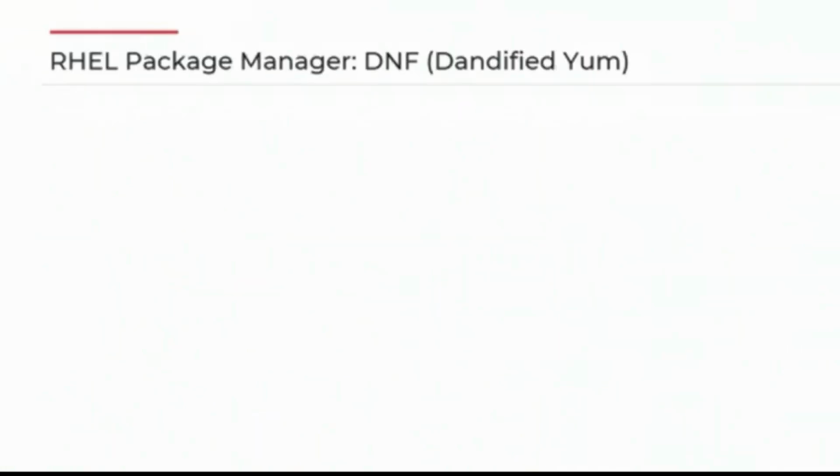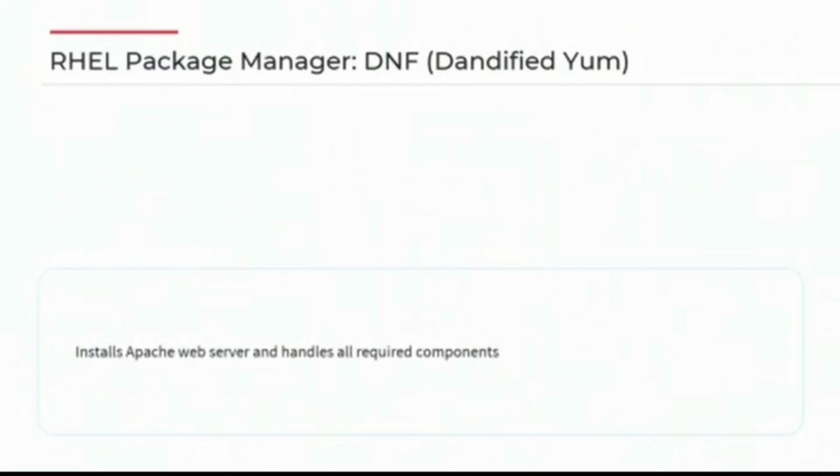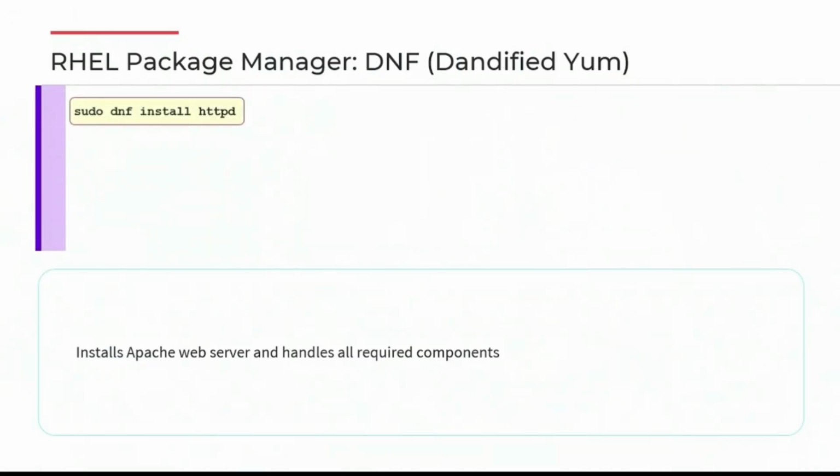In RHEL, we use a package manager called DNF, Dandified Yum. This tool enables you to install, remove, and update software safely with just a few simple commands. Here is a simple example. sudo dnf install httpd. This single command installs the Apache web server and handles the necessary software components that the main application requires to function.